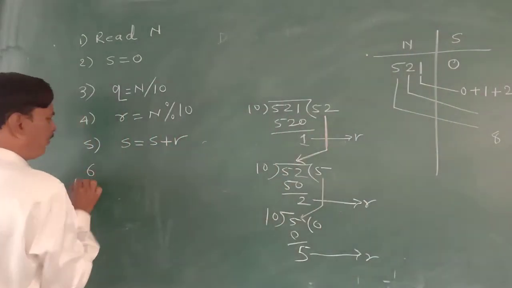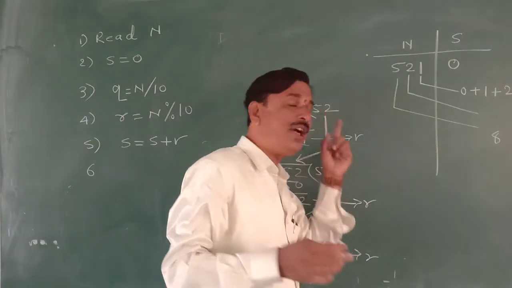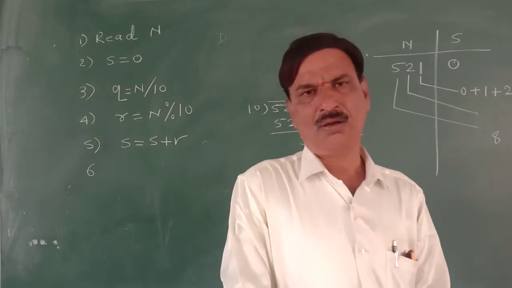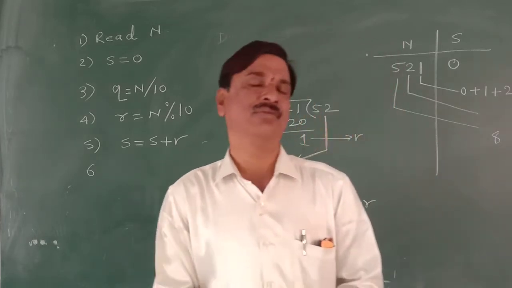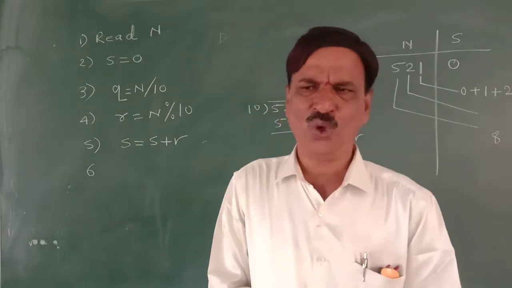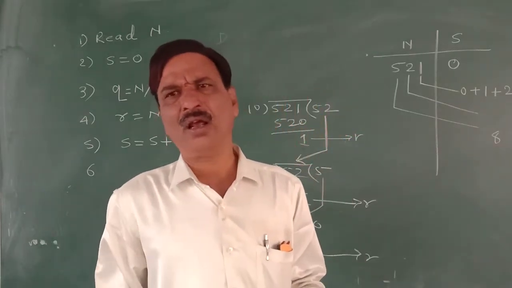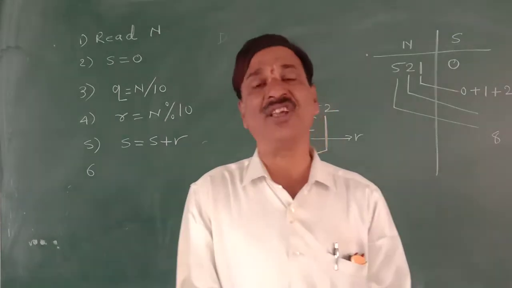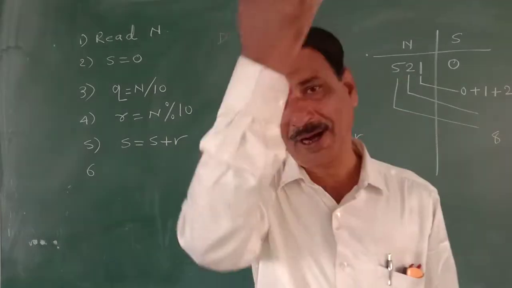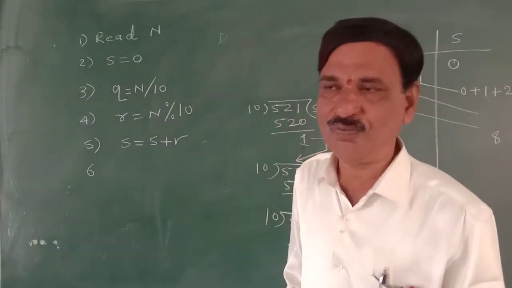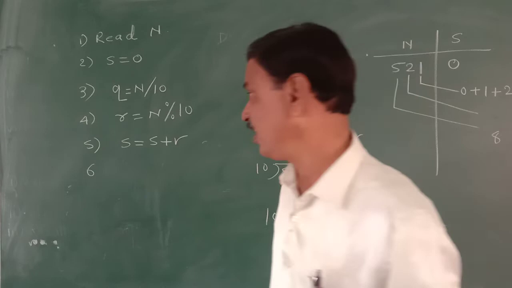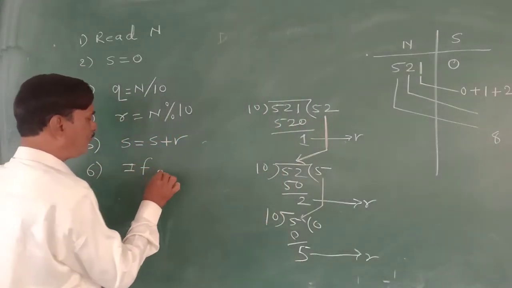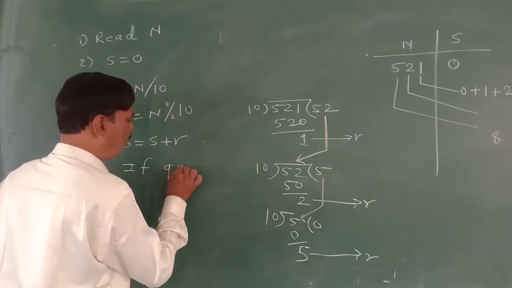Next, verify whether the quotient is 0 or not, because it may be possible that the number is a single digit. Say 9 is there. So 9 divided by 10 in the first division only: the quotient is 0, the remainder is 9, and we are going to stop. So 9 stands for only 9. But here we have to check if the quotient is not equal to 0.